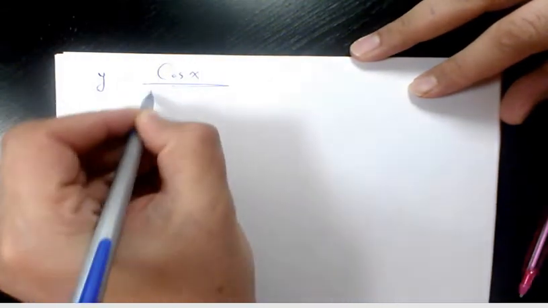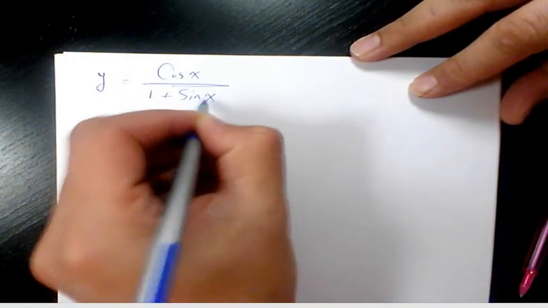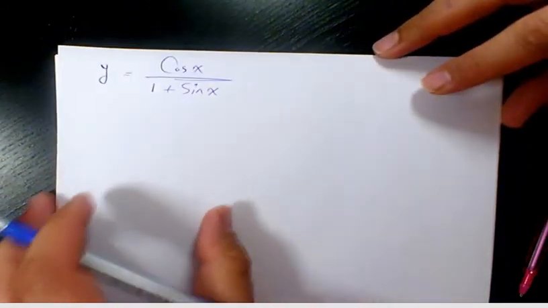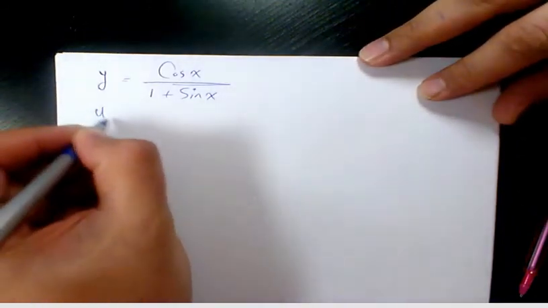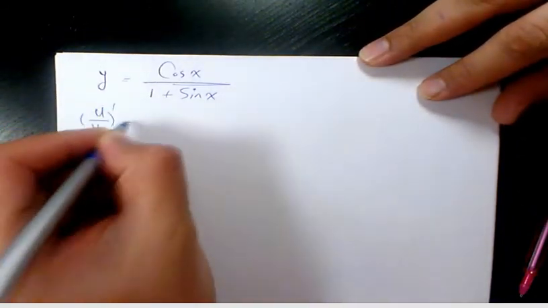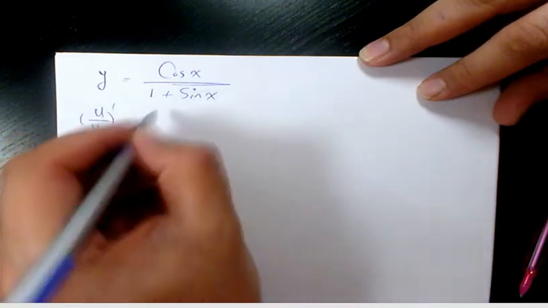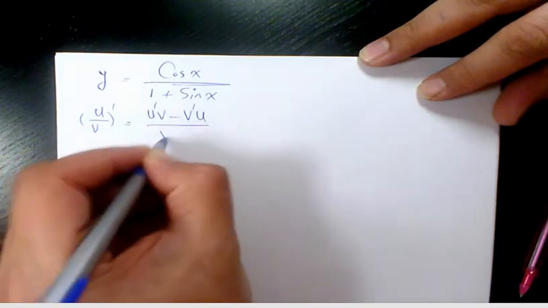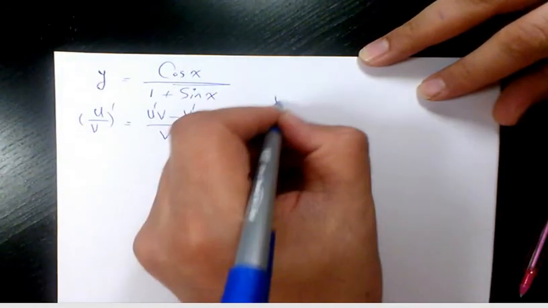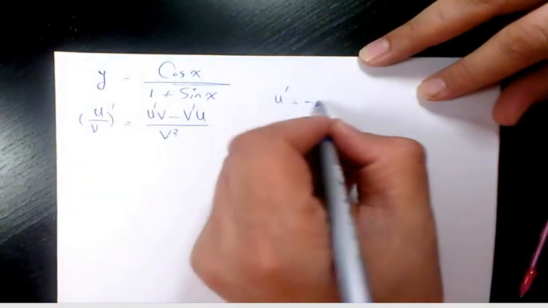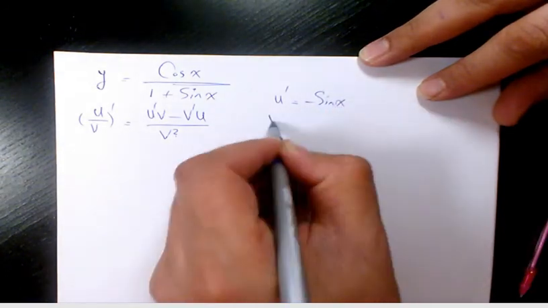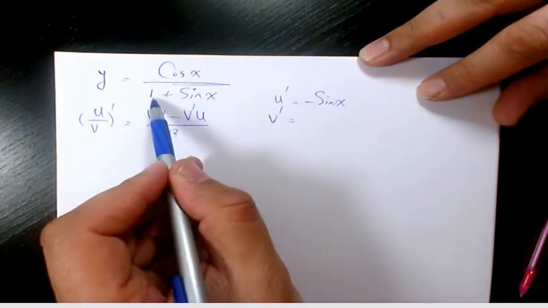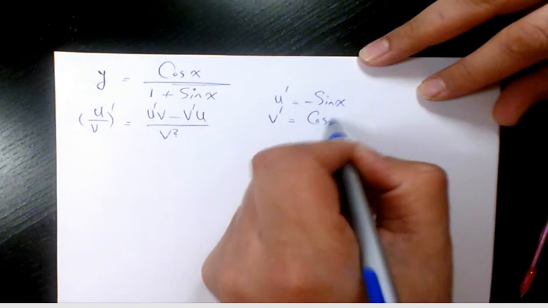Next is y equals cosine x over 1 plus sine x. Again, we're going to use the quotient rule, u over v: u prime v minus v prime u, divided by v squared. u prime is the derivative of cosine, which is negative sine x. v prime is the derivative of 1, which is 0, plus the derivative of sine, which is cosine x.